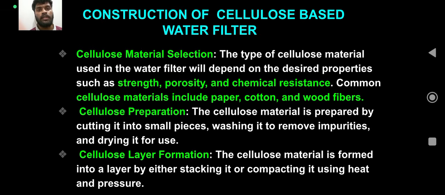Cellulose preparation. The cellulose material is prepared by cutting it into small pieces, washing it to remove impurities, and drying it for use. The next step, cellulose layer formation. The cellulose material is formed into a layer by either stacking it or compacting it using heat and pressure. The cellulose layer that is formed is stacked in this step using heat or pressure.